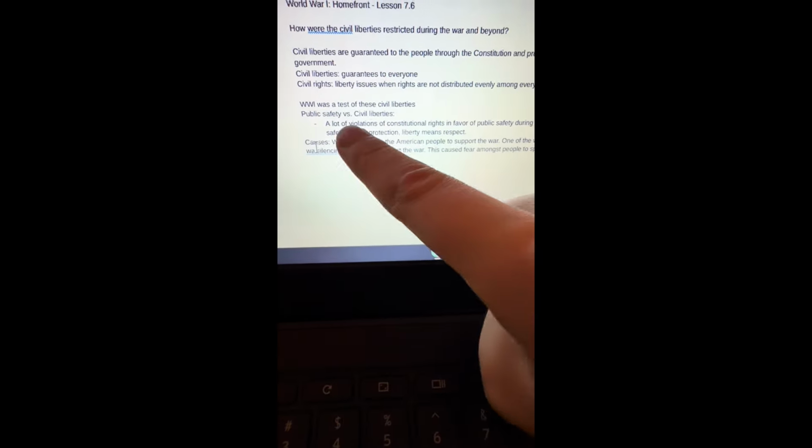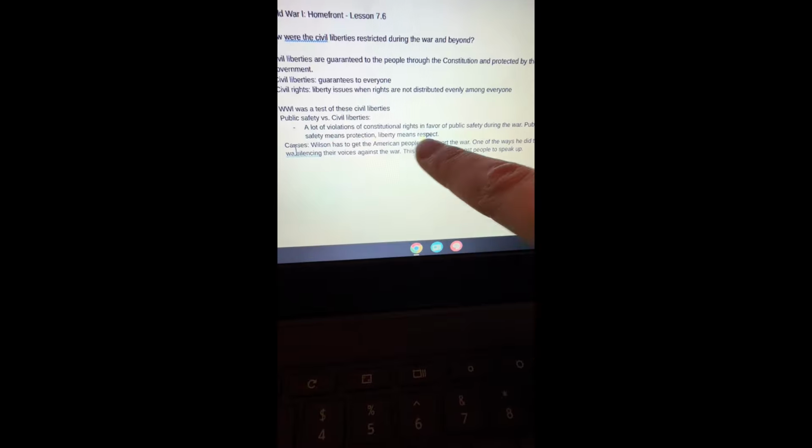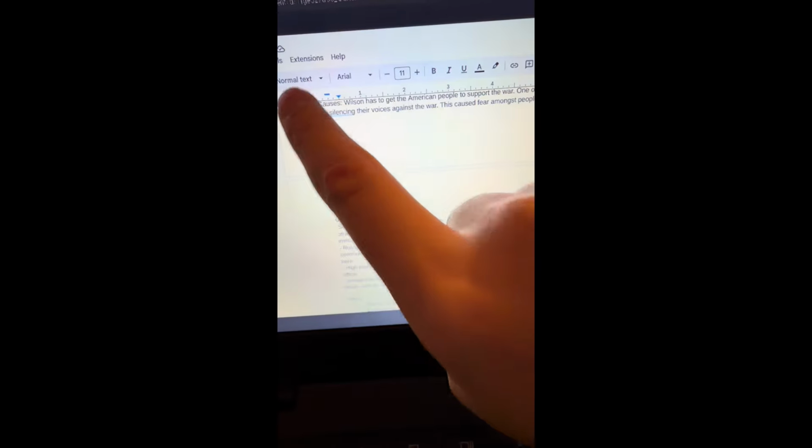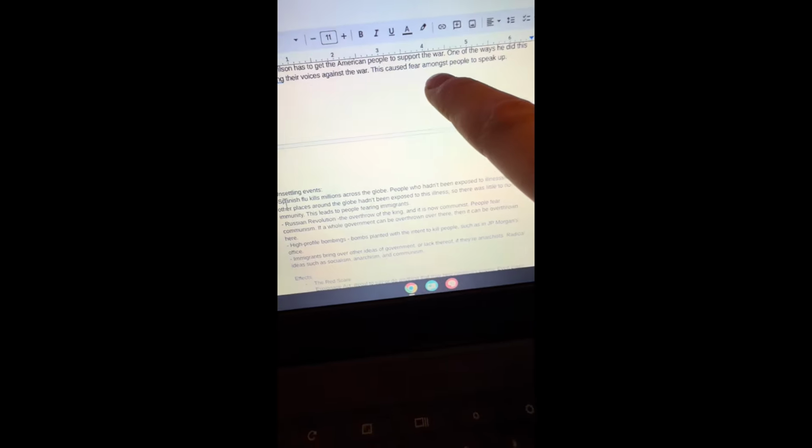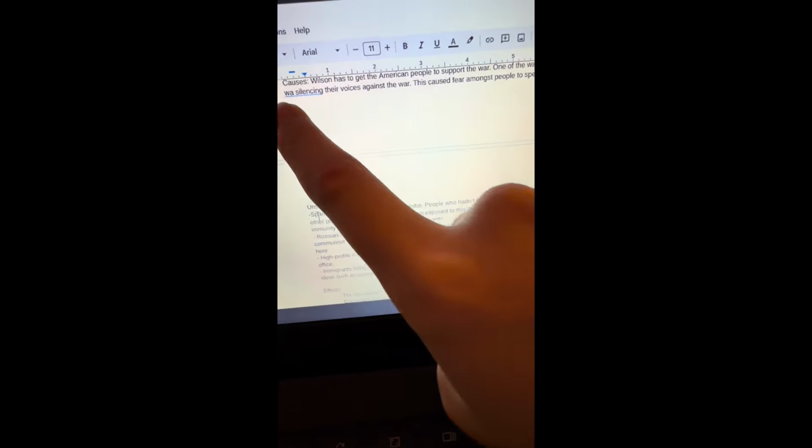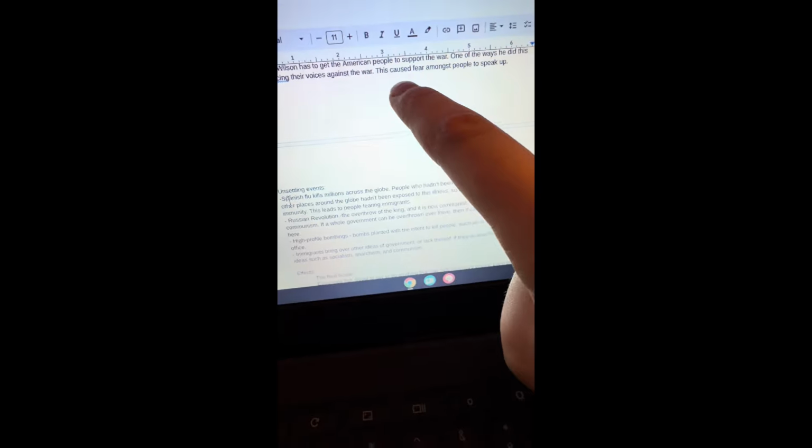World War I was a test of these liberties. Public safety versus civil liberties. A lot of violations of constitutional rights in favor of public safety during the war. Public safety means protection. Liberty means respect. Causes. Wilson has to get the American people to support the war. One of the ways he did this was silencing their voices against the war. This caused fear amongst people to speak up. This also led to the Red Scare.